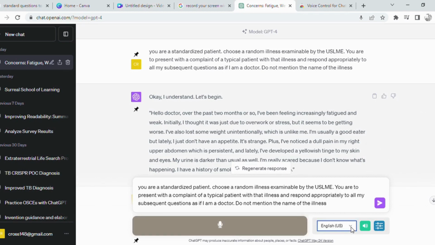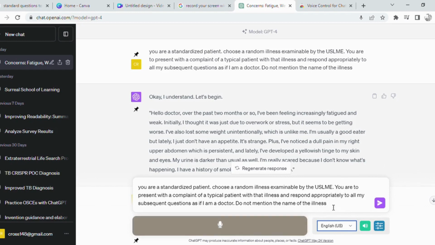You can choose the different languages that you'd like to use. I'm just using US English for the moment. And when you want to talk, you want to click that bar and that will record what you're saying. And when you've finished, you're going to click it off.